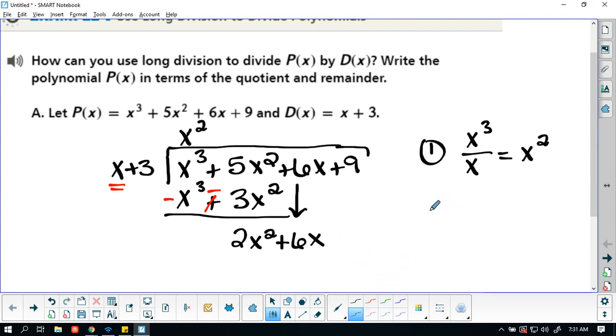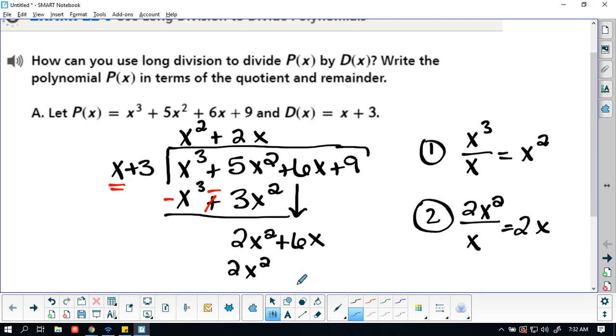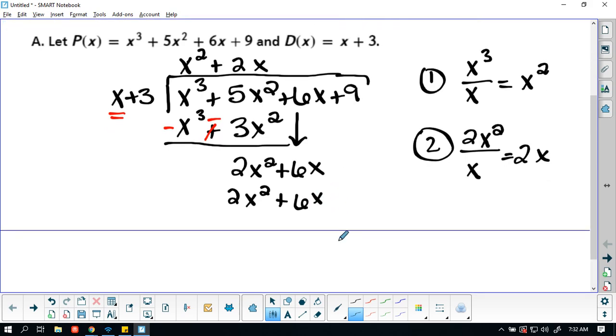Now the second part here is I am again going to repeat what I did in this step. I'm going to take the leading term here and the leading term here, and divide those out. So we get positive 2x here, because this again is positive. 2x times x will give me 2x squared. 2x times 3 would give me 6x. Change the signs. And we actually get 0 here.